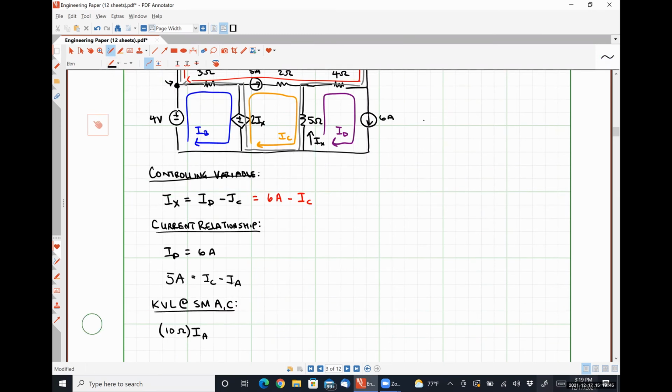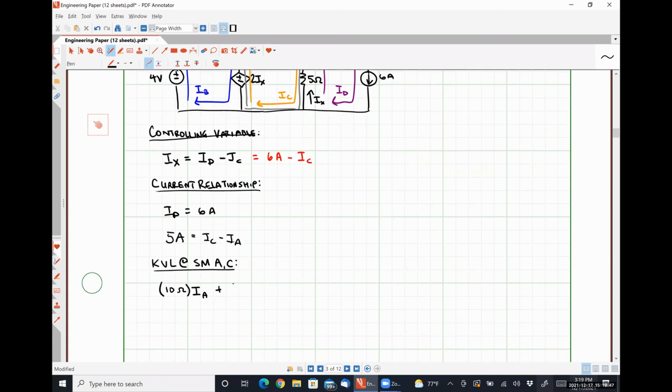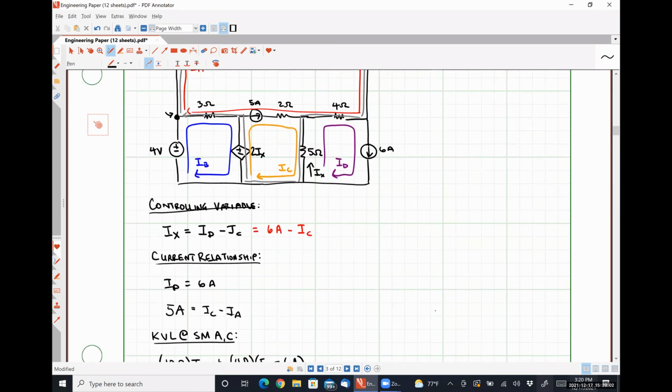Exactly right. 4 ohms times IA minus ID. And since we know ID is exactly equal to 6 amps, I'm going to go ahead and make that substitution in. Oren, what comes next?